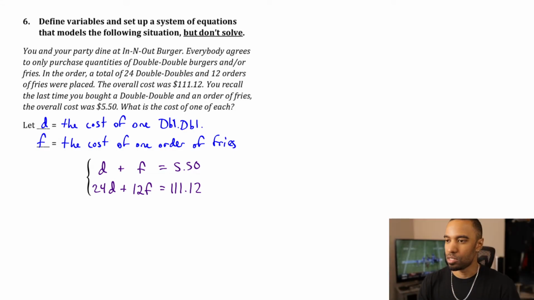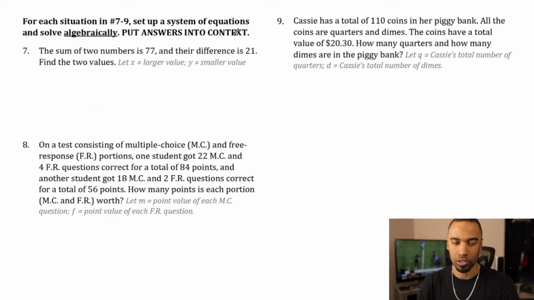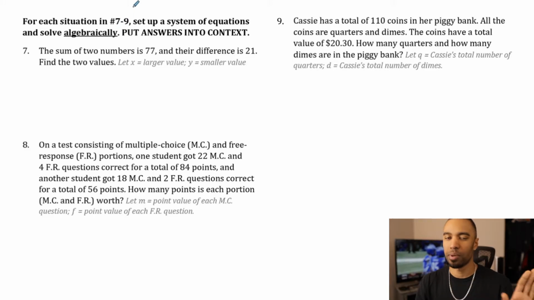All right, so the rest of the problems from here when it comes to systems of equations are actually solving them, setting them up and solving them. There are 3 more here, and then I have 1 more that involves a bigger graph that you'll see. For each situation, number 7 through 9, set up a system of equations and solve algebraically, put answers into context. Solving algebraically means 2 things. Number 1, don't graph it. Number 2, don't guess and check. So use the substitution or elimination method, and that's all that means.